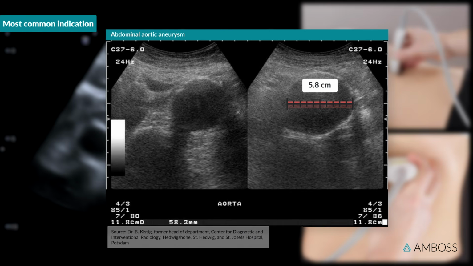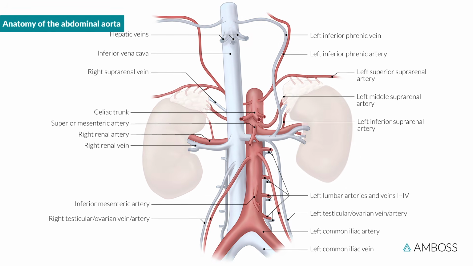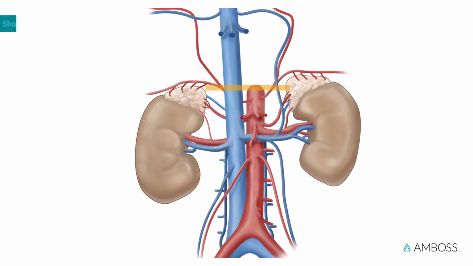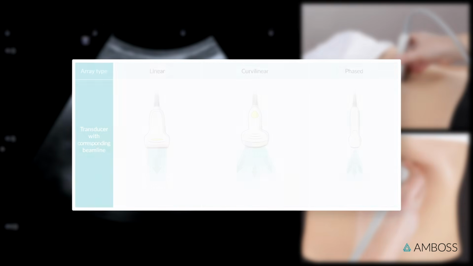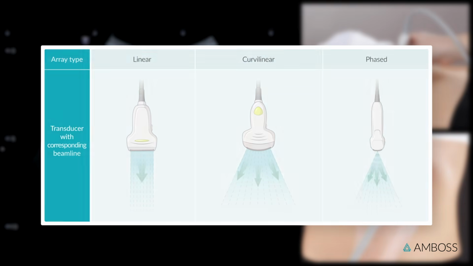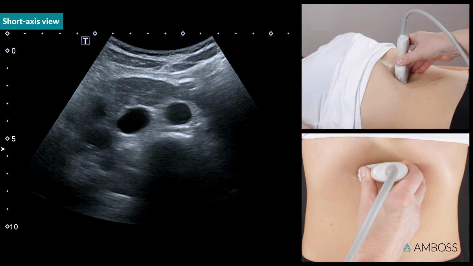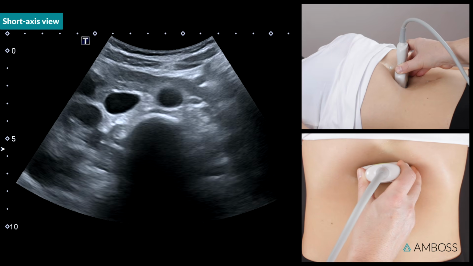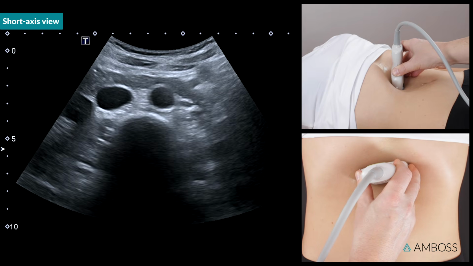and some relevant anatomy. The abdominal aorta is retroperitoneal and closely adjacent to the inferior vena cava. We will be scanning the aorta in the short axis, otherwise known as the transverse plane. We can use a curvilinear or phased array probe for these scans. Short axis view. Place the probe just under the xiphoid process with the probe indicator pointing to the patient's right side. Pushing the probe down firmly can improve the image by displacing any overlying abdominal gas.